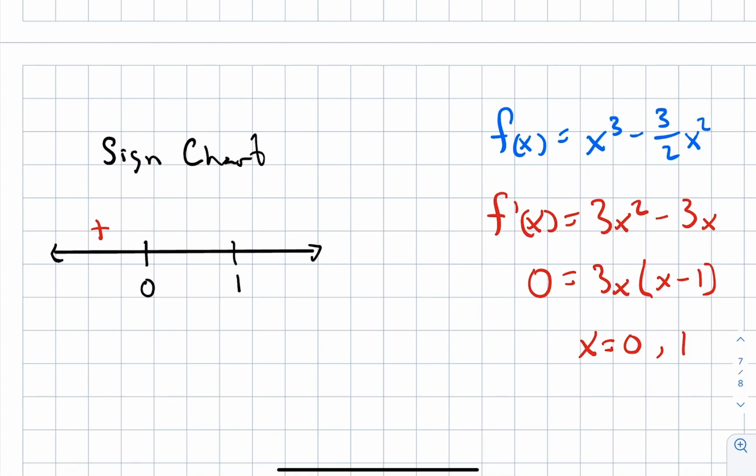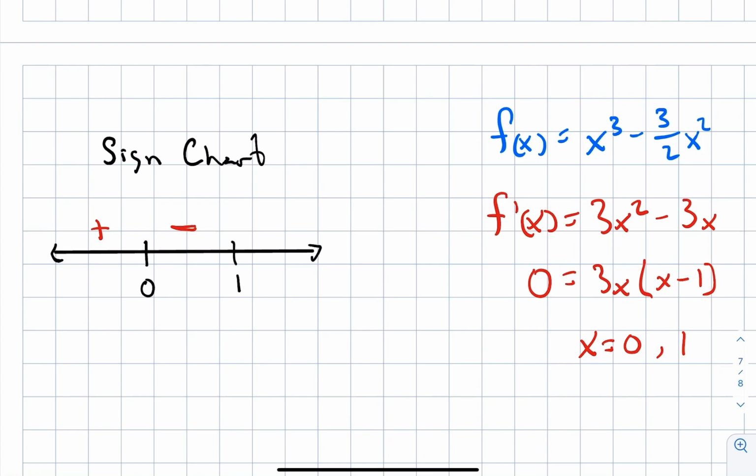Okay, now let's take a look at this right here. We're going to go to 1/2. So let's think about this. If we multiply 3 times a positive 1/2, that's going to be positive. 1/2 minus 1, that's going to be a negative number. So we'll have a positive times a negative. All right, that's going to be negative in between there.